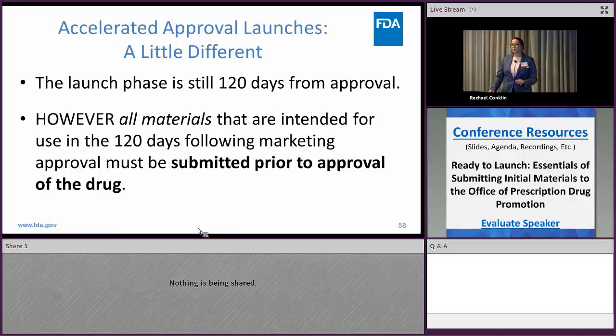And I know that that can be really challenging from a business perspective as you're trying to get this drug approved. You're working on the labeling, and you are also having to develop your promotional materials for the product to submit before that approval date. So basically, as soon as you know you're getting accelerated approval or suspect that you're getting accelerated approval, because maybe it's not abundantly clear during the review phase until a little bit later on, contact your OPDP reviewer. They may also be in contact with you just to make sure that you're on the same page, and they can really work with you to figure out what is the best way to satisfy that pre-submission requirement.